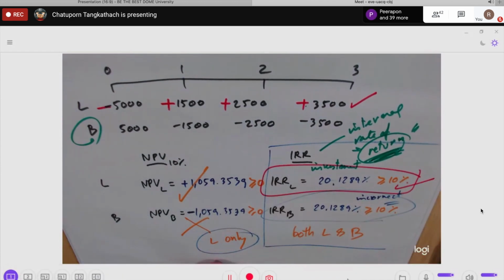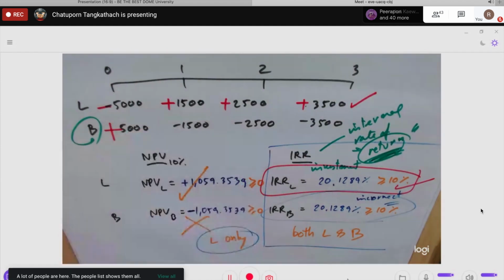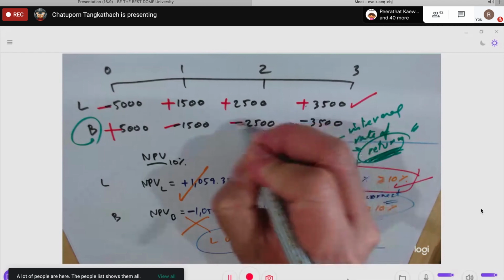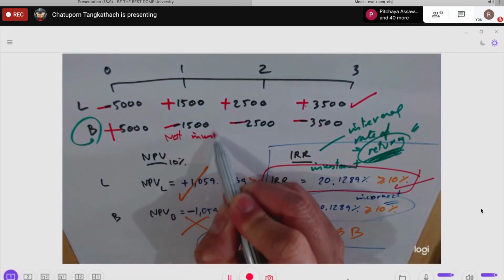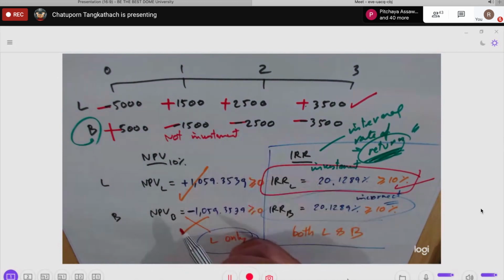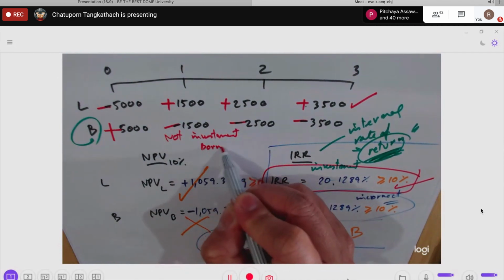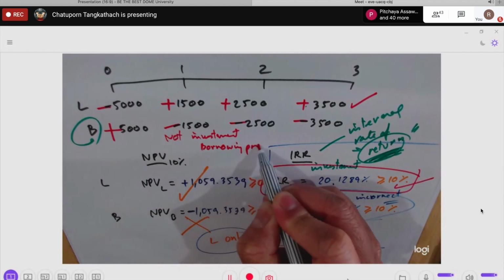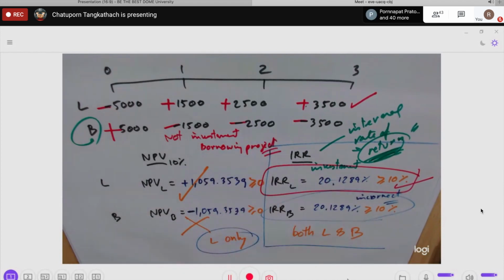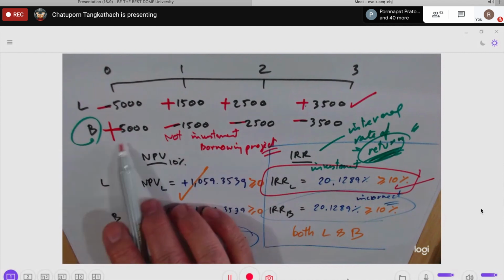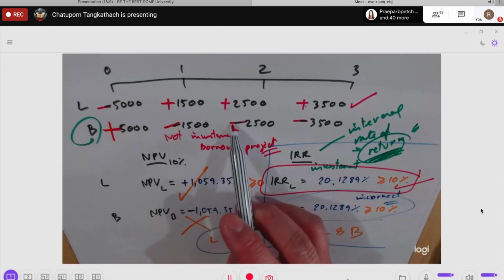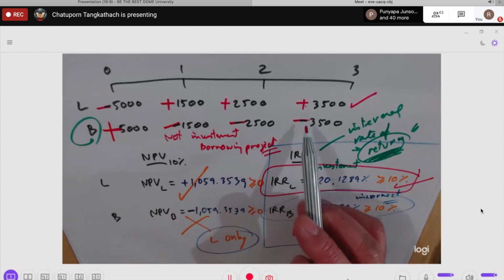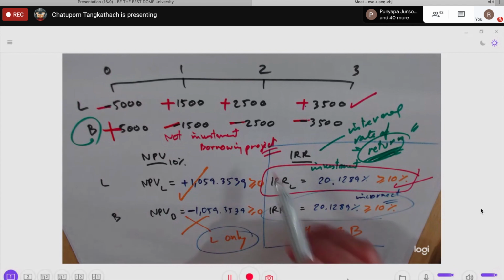It is correct, so we can use the concept of IRR for this one. But project B is not an investment project, because we receive cash first. After that, we pay cash out. This is not an investment project. This type of project is what we call a borrowing project. We get 5,000 today, so we borrow 5,000 today, and we are required to pay back 1,500 one year from now, 2,500 two years from now, and 3,500 three years from now.